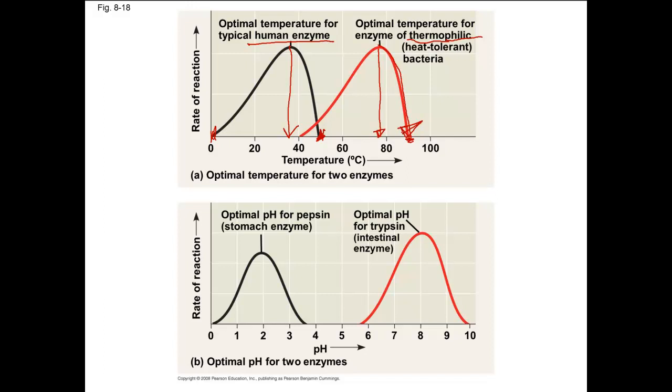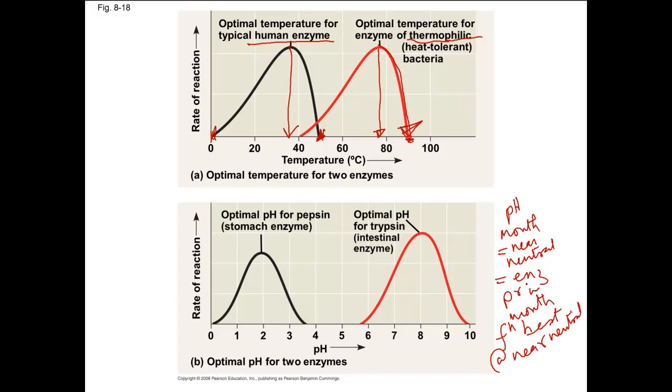Likewise, pH optimum can be different. Now, remember, the pH of the mouth is near neutral. So enzymes present in the mouth function best near neutral. But enzymes like pepsin, which is a stomach enzyme, have an optimum pH of 2. And in sharp contrast, for the intestinal enzyme trypsin, the optimal pH is something close to 8. So you can see enzymes present in different zones have different pH optima depending on the conditions that they are normally used to being in.